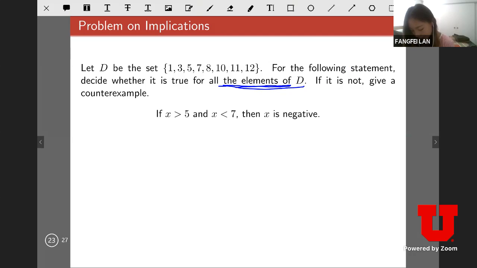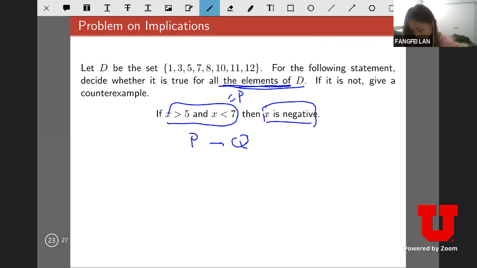So basically this can be written as P implies Q, right? This would be P, and then X is negative would be Q. If we do this, then we have the statement P implies Q. So you just said there's no number between 5 and 7, right? So that means P is false, always false. There's no chance that P is true. So it doesn't even matter.